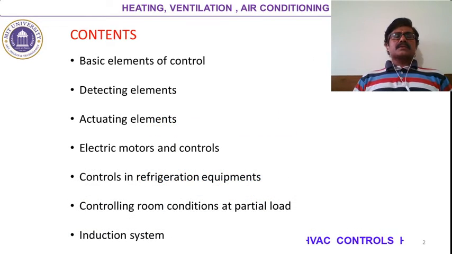Let us look at what the different contents for this unit number 5 are. We will be discussing the basic elements of the control with the help of the block diagram, the different types of detecting elements, actuating elements, the electrical motors and their controls, what controls are used in the refrigeration equipment, then controlling the room conditions at partial load, and the different types of induction systems.